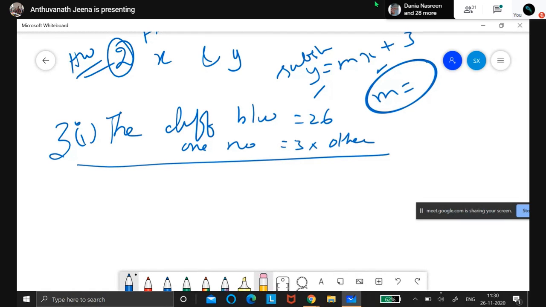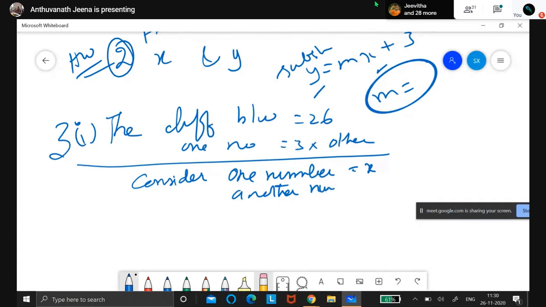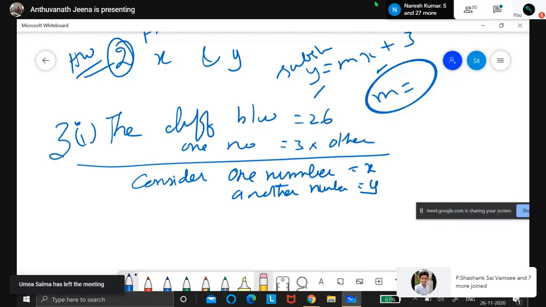Now, first consider one number is x, another number is y. This is important. Answers should start with 'consider'. Every statement sum needs to start with a statement and end with a statement, children. Okay? Don't forget.